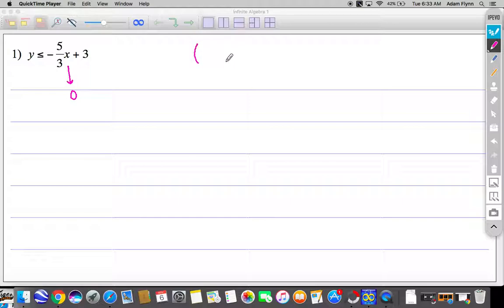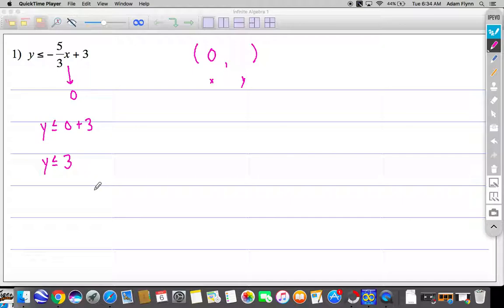So I'm going to start by putting my parentheses up here. Remember, x comes before y. So I want to plug in a 0 for x to get rid of that fraction. So when I do that, I get y is less than or equal to 0 plus 3. When I simplify this a little further, y is less than or equal to 3. So now this tells me I need a y that is less than or equal to 3.